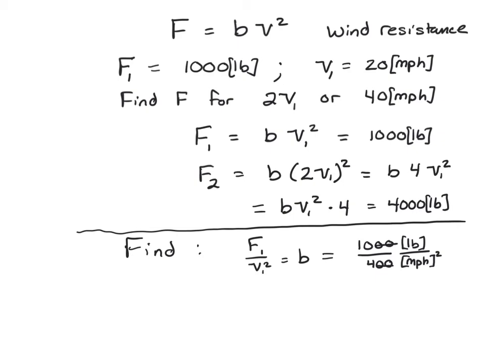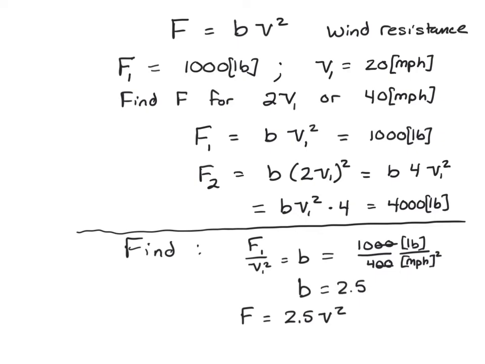So if I divide that out, it looks like it's 10 divided by 4, so B equals 2.5. Then I could rewrite my formula as F equals 2.5 V squared, and now I could plug in any value I wanted for V, and I would get it.